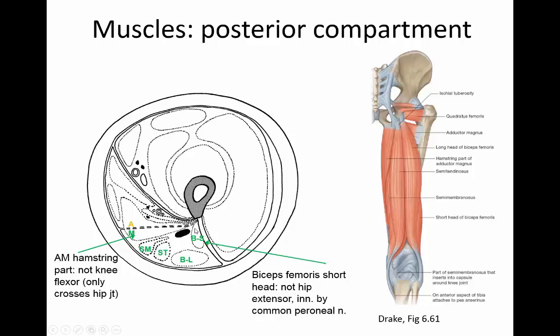The short head of the biceps femoris doesn't cross the hip, so it's not a hip extensor. It's innervated by the common peroneal nerve, so it doesn't have the common innervation of all the other posterior muscles. So our biceps femoris short head and our biceps femoris long head, they basically blend together to cross the knee, and they're going to cause knee flexion.